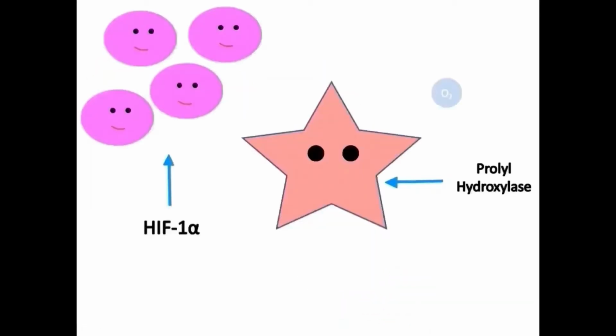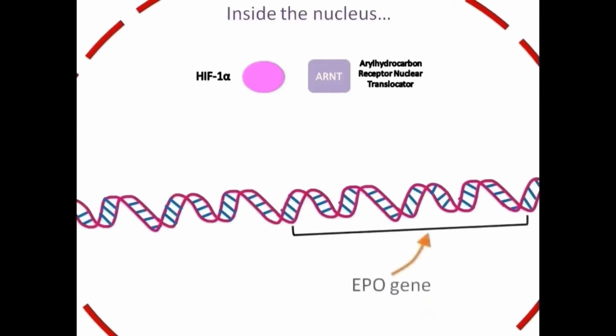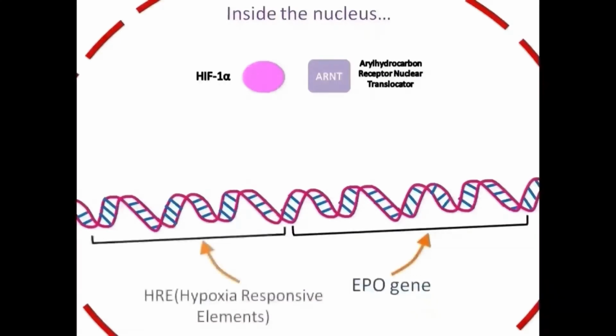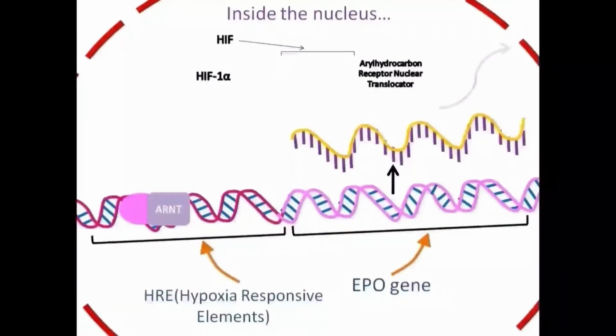But when oxygen levels are low, most of the HIF1 alpha remains unhydroxylated, so no VHL binding and no ubiquitin addition. And the HIF1 alpha survives! Inside the nucleus, we can see the EPO gene and next to it, a DNA region called HRE, hypoxia responsive elements. HIF1 alpha binds to a protein called ARNT and together they form the HIF protein complex. It sits on HRE and activates the EPO gene, meaning it can now transfer the protein making recipe to an mRNA, which will go outside the nucleus and start making the EPO hormone.